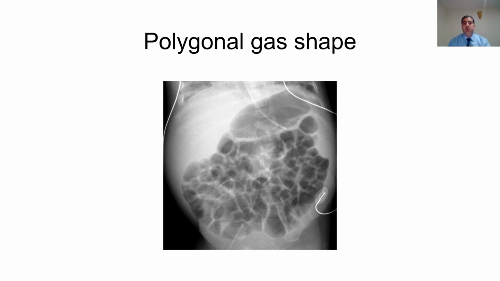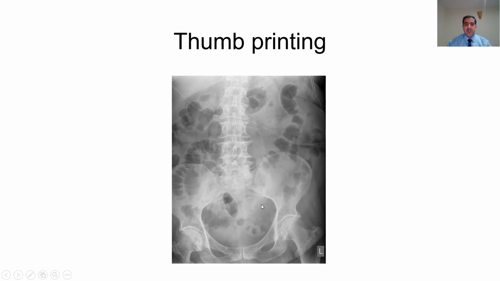So this is what's called polygonal gas shape, and this X-ray is reassuring. You can see how the abdominal gas looks, and this is reassuring. It's called polygonal. Thumb printing, as you can see here, is one of the non-specific signs of necrotizing enterocolitis.